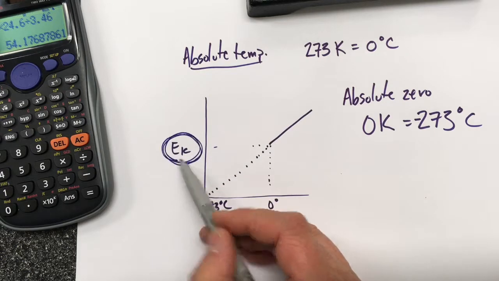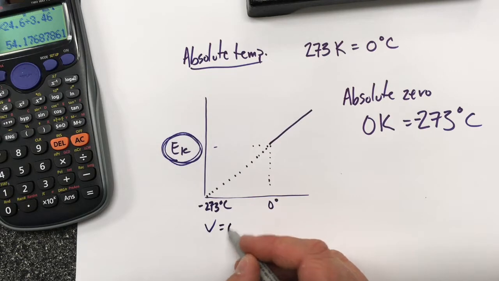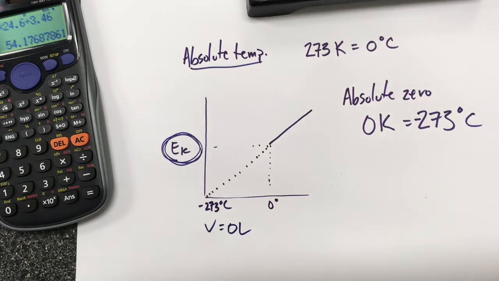0 kinetic energy, its volume will equal 0 liters as a gas. And so we actually can't get all the way to absolute zero, but we can get very close. It's hard to simulate in a lab, but they've gotten within a fraction of a degree Celsius to absolute zero.